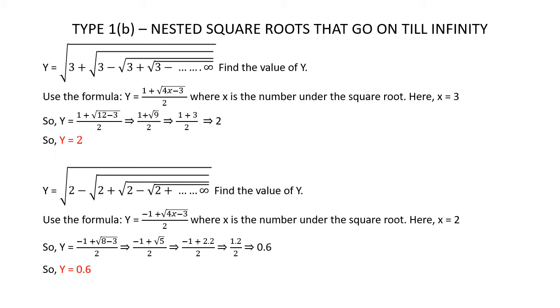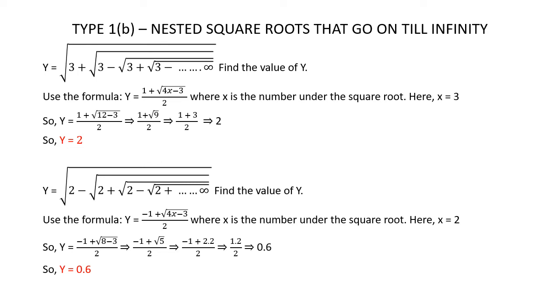Y is equal to square root of 2 minus square root of 2 plus square root of 2 minus square root of 2 and so on till infinity. Find the value of y. Here you will notice that the square roots are subtracted first and then added alternately infinite times.